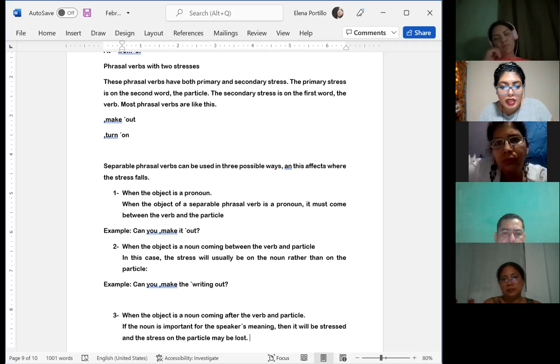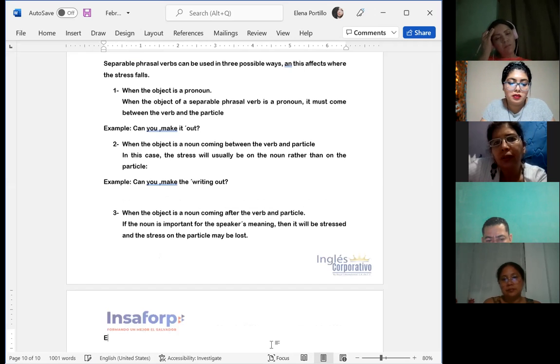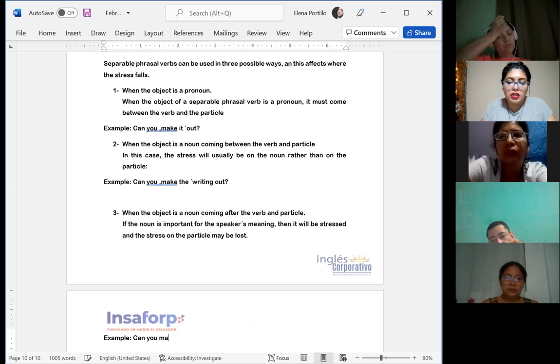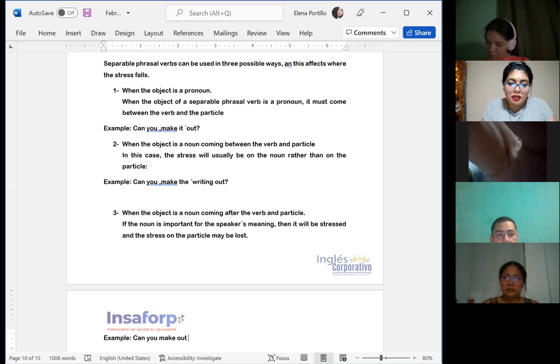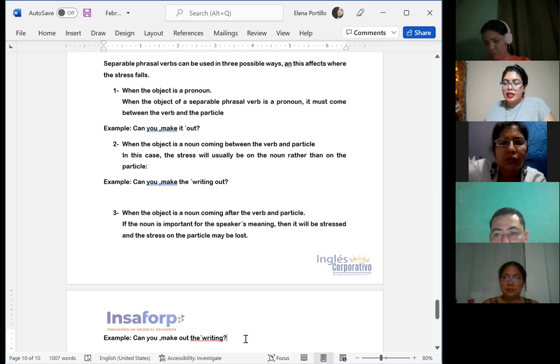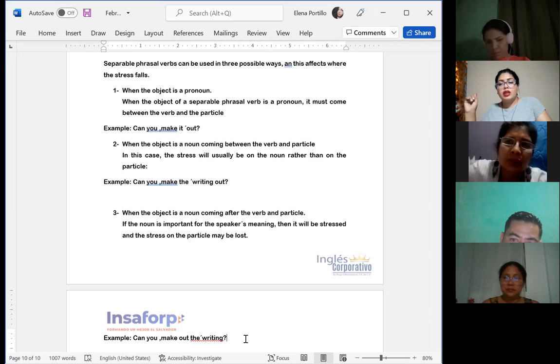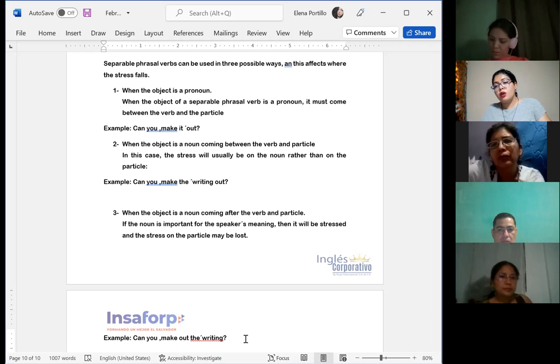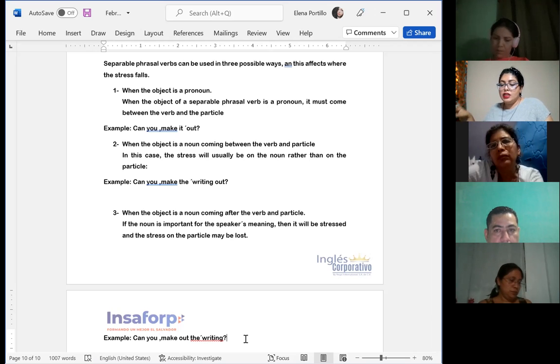So we have the example. Can you make out the writing? In this case, we can say that the word writing is very important or has a meaning for the speaker. So in this case, the noun has the stress and the particle loses the stress. So, can you make out the writing? They have the stress. So this is the end for the topic of pronunciation.